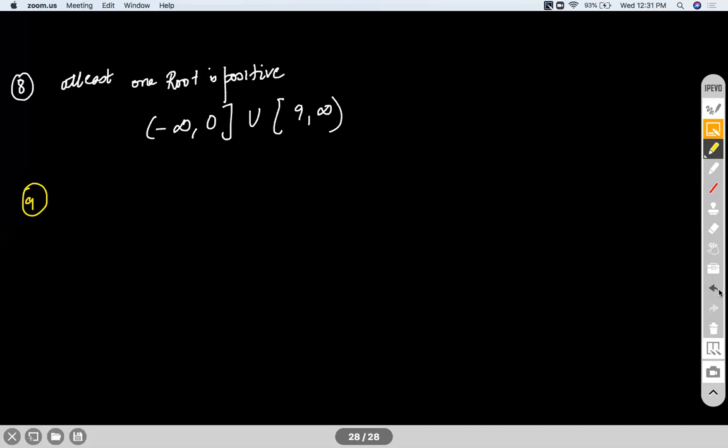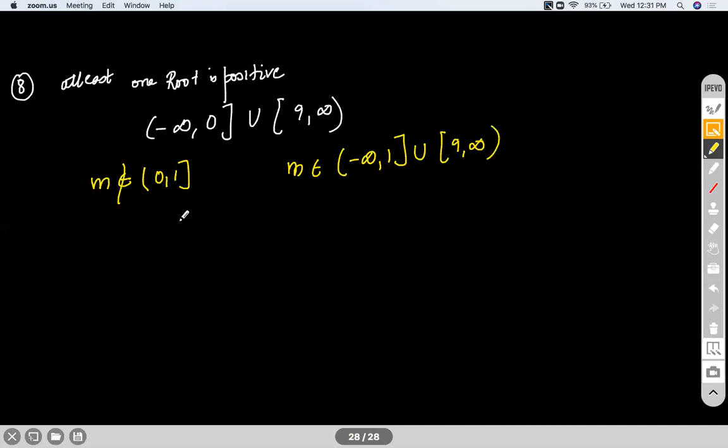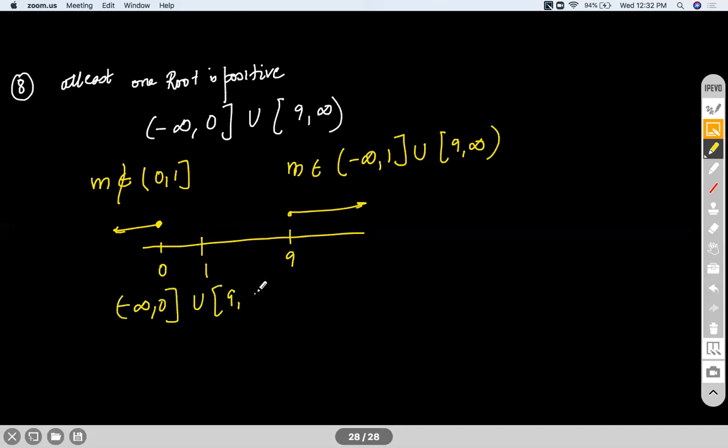See, one root is positive means M should not lie between 0 to 1, correct? And at the same time, M should lie between minus infinity to 1 union 9 to infinity, because your root can be equal also. So 0 to 1 has to be removed, and 0 can stay back. So your answer will be minus infinity to 0, 0 included, and 9 to infinity, 9 included. That's what you told, right?